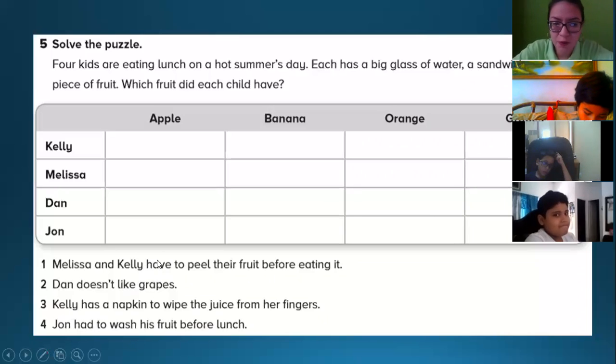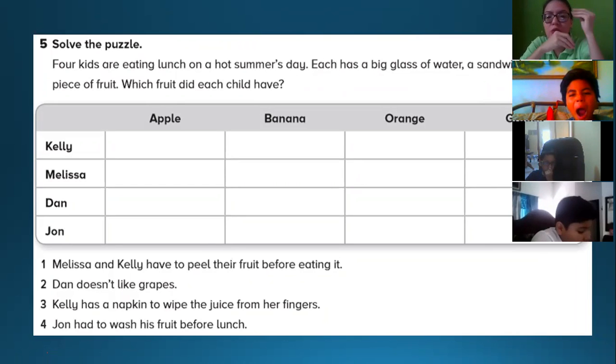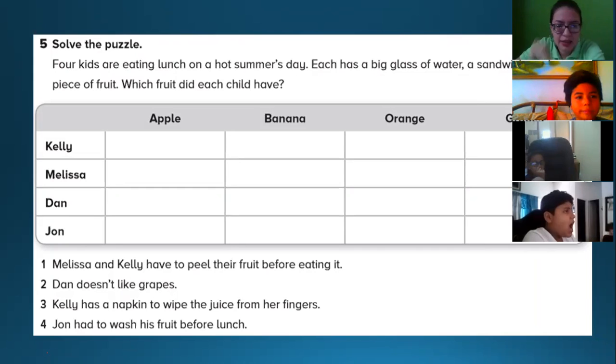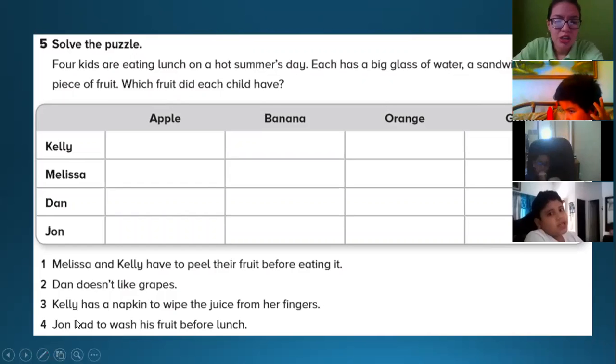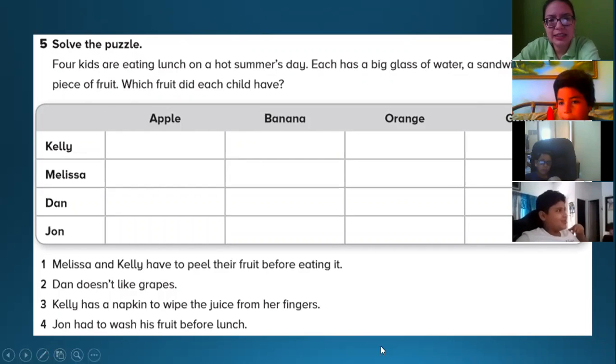Kelly, we have another clue for Kelly. The first one is that Kelly has to peel the fruit. But the other one is Kelly has a napkin to clean the juice from her fingers. So that means that when she is eating the fruit, a lot of juice is spilling out from her hand. And finally, the clue for John: John has to wash the fruit before lunch. Okay, let's see.